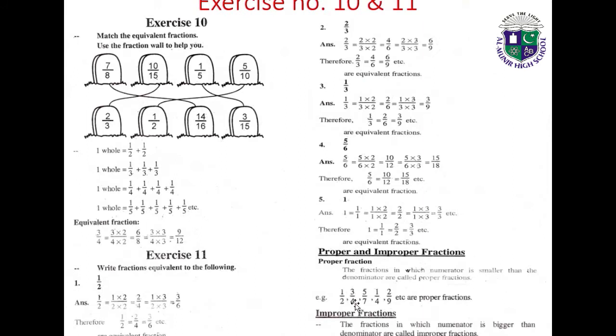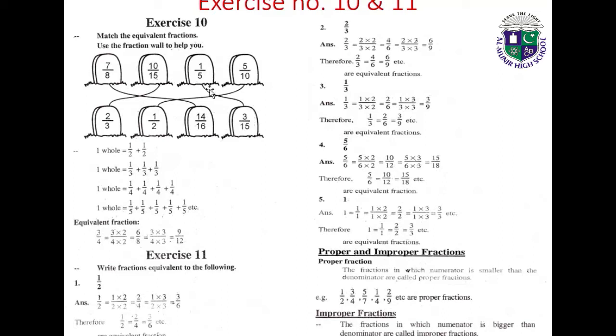Next exercise, exercise 10: match the equivalent fraction. 7 over 10 is equal to... 7 over 8 is equal to 14 over 16. 2 over 3 is equal to 10 over 15. 5 over 10 is equal to 1 by 2 and 1 over 5 is equal to 3 by 15.